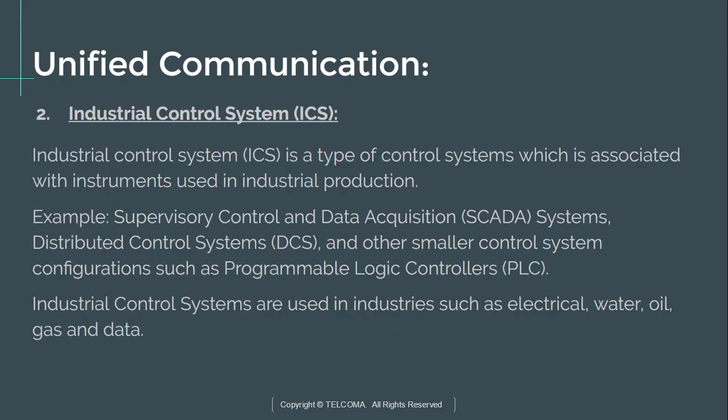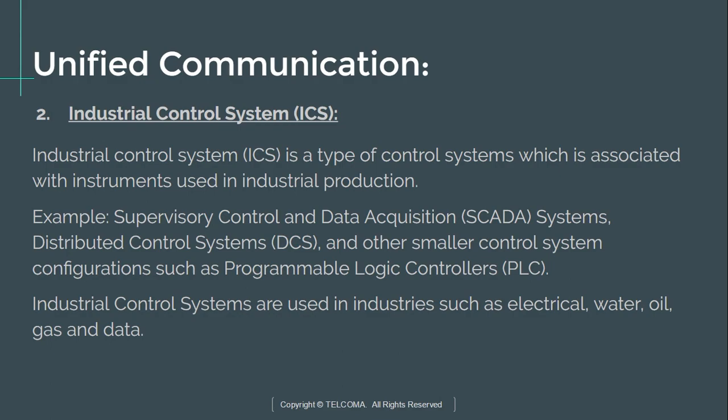So next is the industrial control system, ICS. Here the ICS, industrial control system, is a type of control system which is associated with the instruments used in industrial production. It means it is a type of control system which we use in industrial production. The examples of the ICS are supervisory control and data acquisition system, that is SCADA, distributed control systems, DCS, and other smaller control system configurations such as programmable logic controllers, PLC.